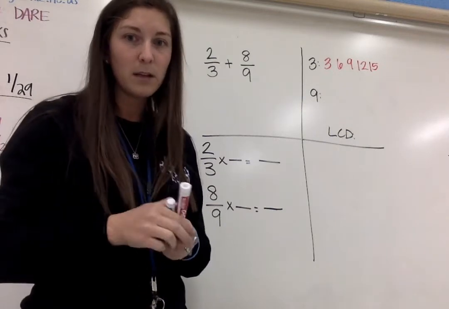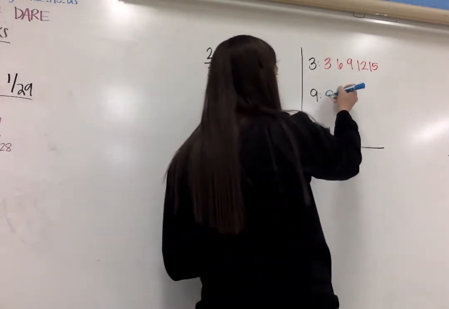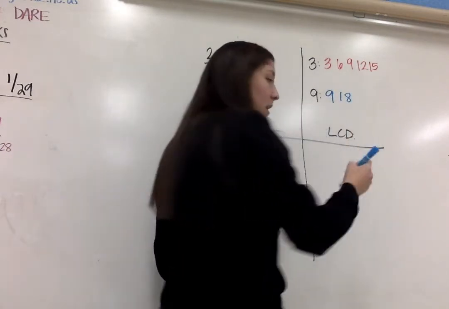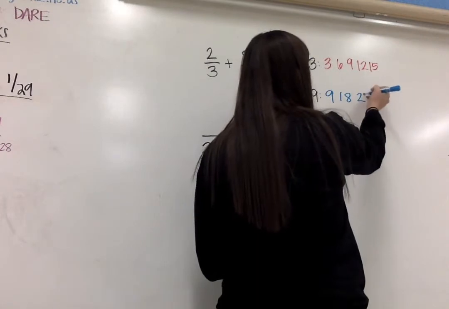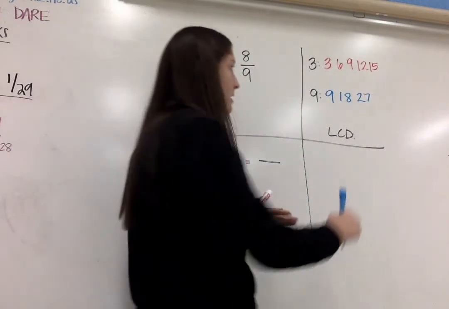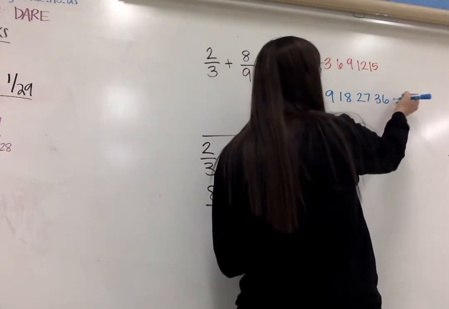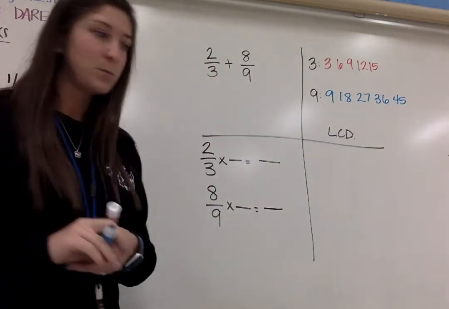Now 9 is going to be a little bit trickier because it is a bigger number. So I have 9, 18, and then I've got to think what's 9 times 3. So 9 times 3 is 27. Then I've got 9 times 4, which is 36. And 9 times 5, which is 45. So there are my first 5 multiples of each.